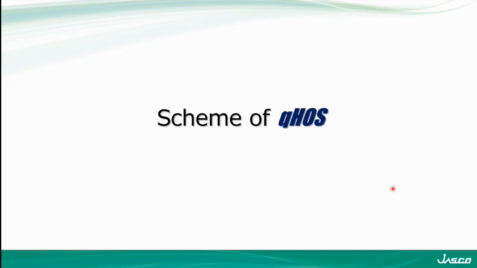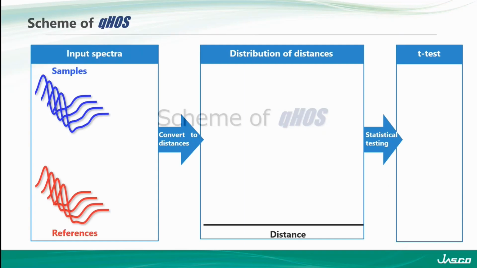So with that, I want to give information on how exactly qHOS is operating after you've collected whatever type of data that you want, whether that be UV-Vis or CD, FTIR or Raman or fluorescence, and how it is converting it into this easy to understand metric that states whether our products are similar or different to what's out there on the market or what we've produced. So the scheme of qHOS is actually rather quite simple.